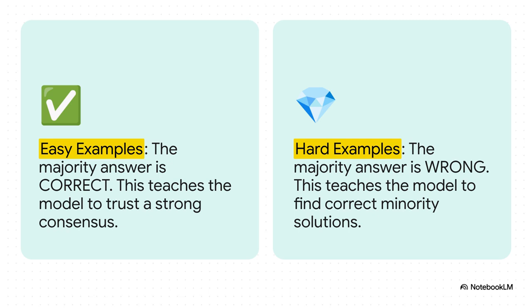First, you have easy examples. These are problem sets where the most popular answer is in fact the right one. This teaches the model, hey, sometimes the crowd is right. But then, and this is the important part, you have the hard examples. These are sets where the majority answer is flat out wrong. These are the examples that force the model to learn the much tougher skill of spotting and trusting a correct answer that only one or two solutions came up with.